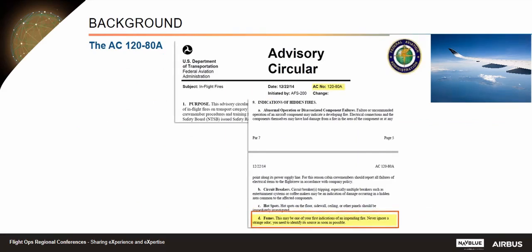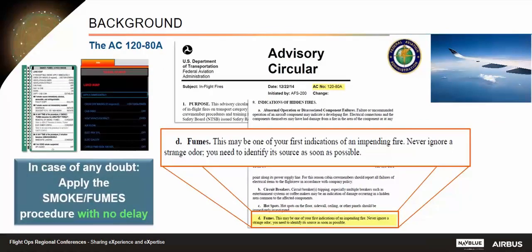In addition, our smoke procedure is in the flight manual, so it is an approved procedure in line with the regulation. And it answers also to that advisory circular issued by the FAA that you can see here, which highlights one of the major aspects that we cover in our procedure, that a fume may be the first indication of a growing fire, so never ignore a strange odor and try to identify the source as soon as possible. So in case of any doubt, as long as you are not 100% sure of the source of the event, you must apply the smoke procedure.